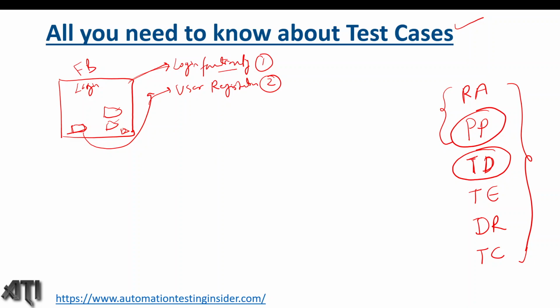Now if we talk about test cases, a test case is nothing but a set of actions executed to verify a particular feature or functionality. We derive the test cases from the test scenario. Here we have login functionality, so what are the possible test cases of login functionality? Let's talk about it. The first is valid user and invalid password. This is one test case of login functionality, where we'll enter a valid user and an invalid password.